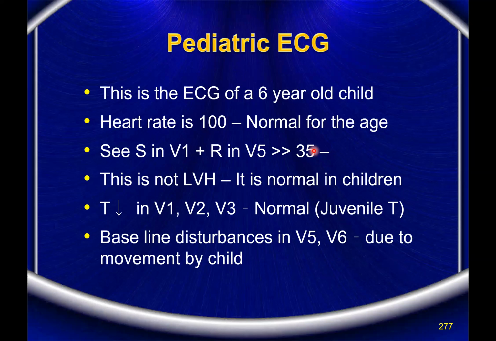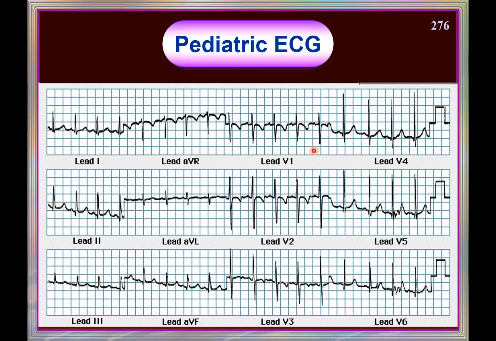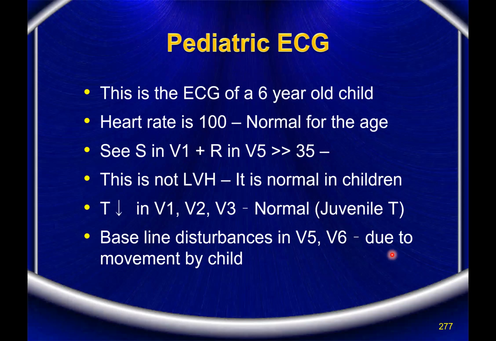T inversions up to V3. These are called the juvenile Ts. Baseline disturbances in V5, V6: you can see the baselines are undulating here. Why? The child is wriggling and moving. That's another indication, as adults usually lie down quietly. Children, when you want to take an ECG, won't cooperate, and some amount of baseline disturbance is expected.